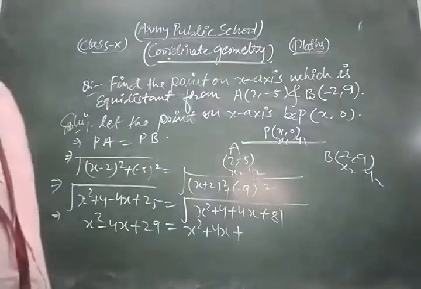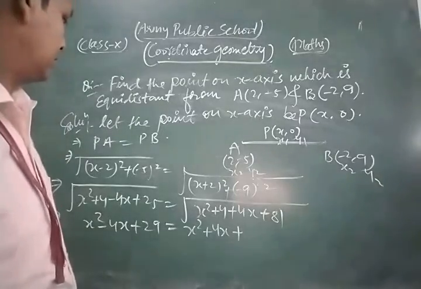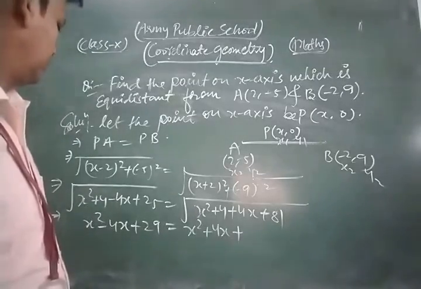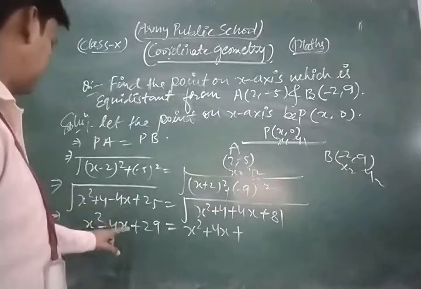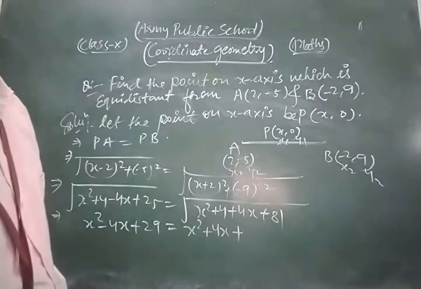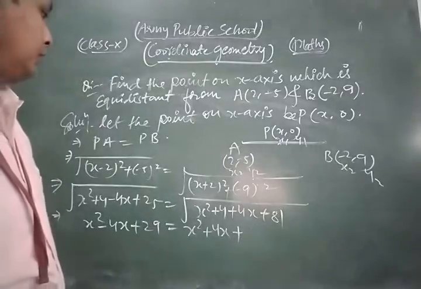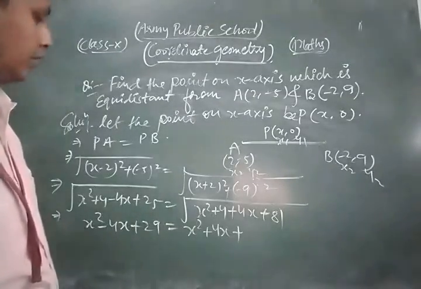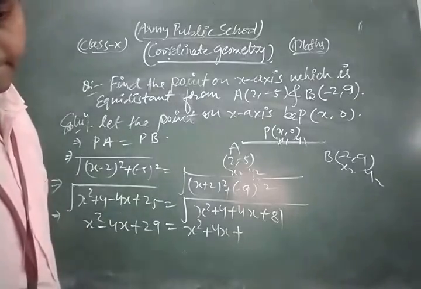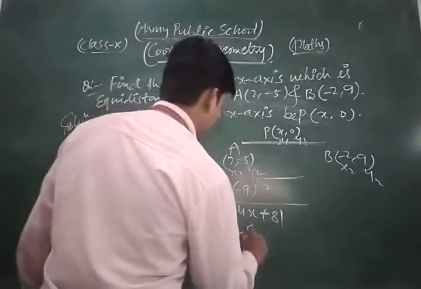This is x minus 2 now, x plus 2 there. Okay, x square minus 4x, that is this, two AB. Okay, here this is 81.